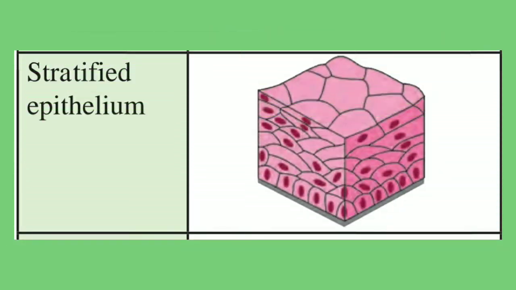The second one, stratified epithelium. They are present in the outer layer of the skin. As you can see, children, there are many layers of cells, and the function of these stratified epithelium is prevention of wearing of organs and also protection of organs.